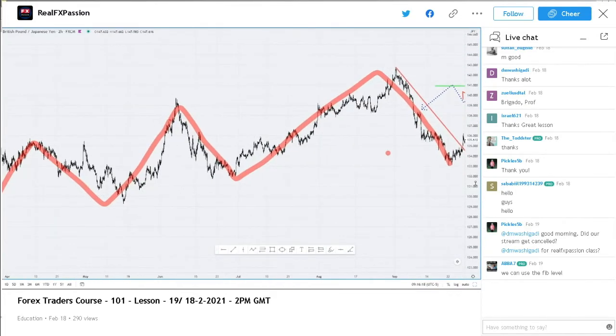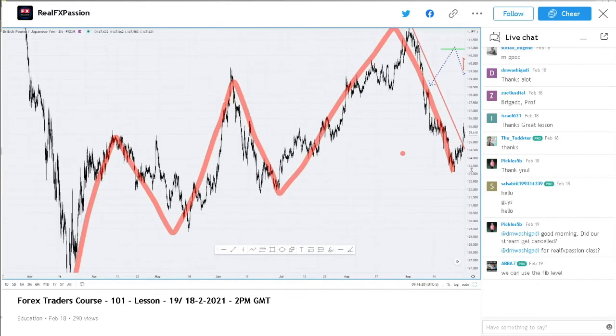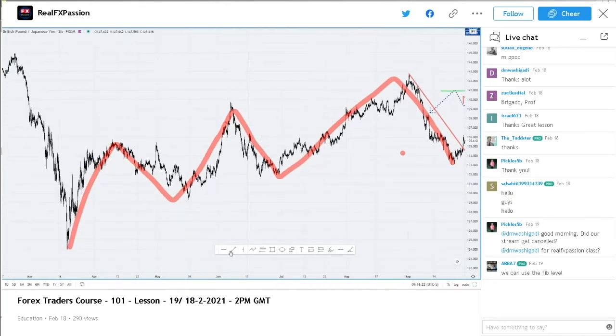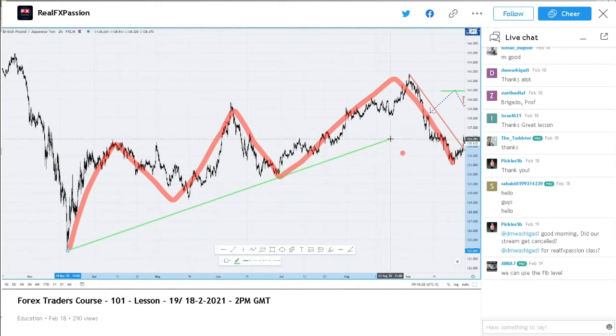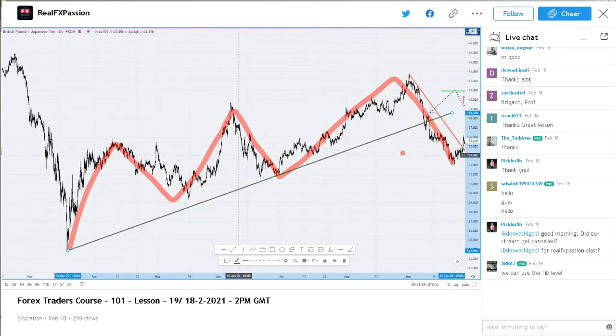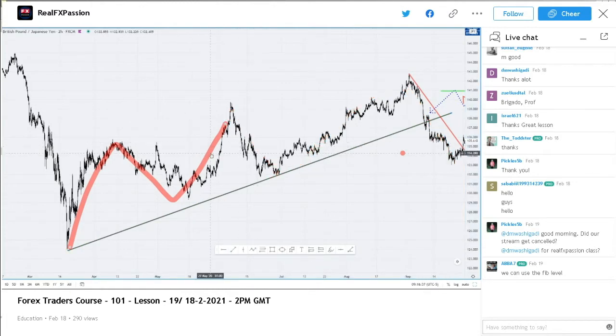We are here, right? The uptrend line of the market wave would be higher highs, higher lows. This would be the trend line on the market wave. So delete this one. Okay.